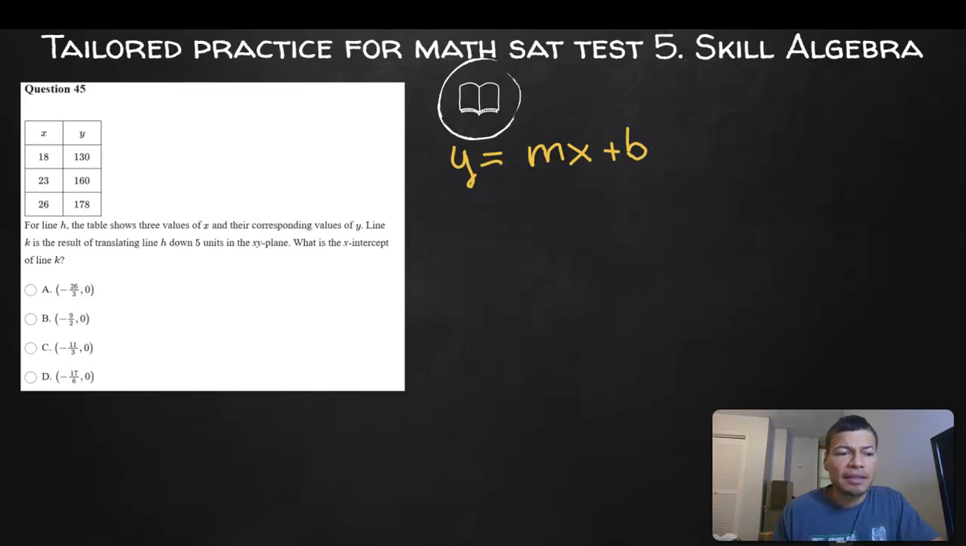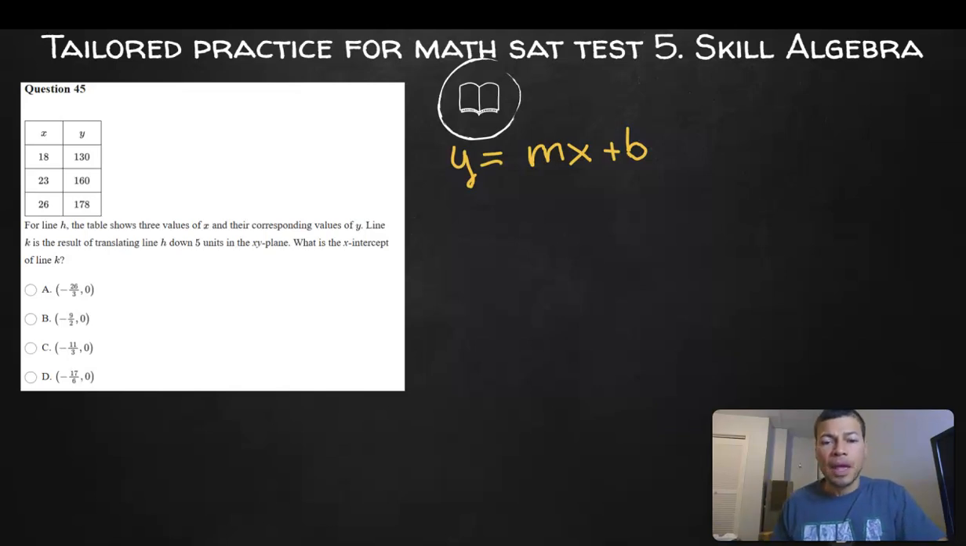What is the x-intercept of line K? They are not even asking me about the equation for line K. They are asking me for the x-intercept of line K. But because we only have the points for line H, this is the plan. We need to find line H with the points. Then we're going to translate the line down 5 units to find line K. And once we find line K, to find the x-intercept, we're going to say that y equals 0, and then we answer and find the intercept here.